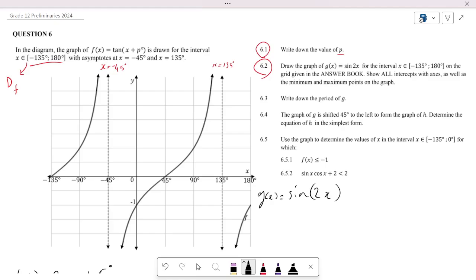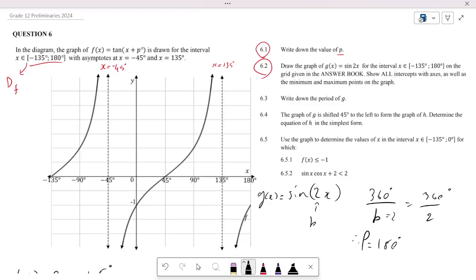Now, you can see this is our b value. In order to find our new period, we are going to take 360 and divide it by b, if you can remember that. And we know our b value is equal to 2. So therefore, it's going to be 360 degrees divided by 2, which is going to be equal to 180 degrees. And that's our new period. So our new period is 180 degrees for this one.